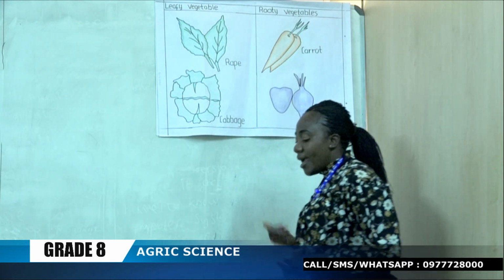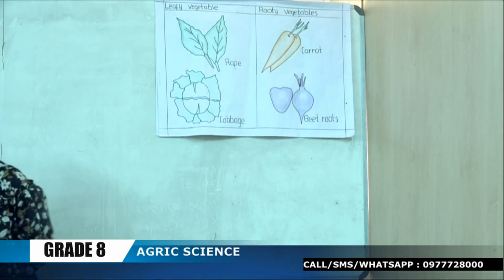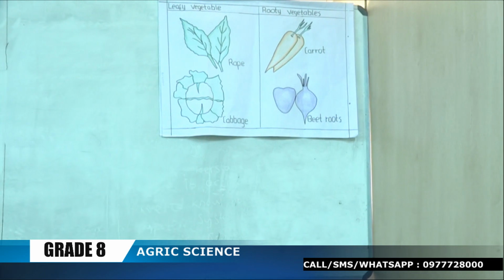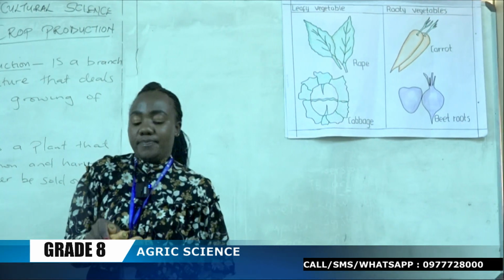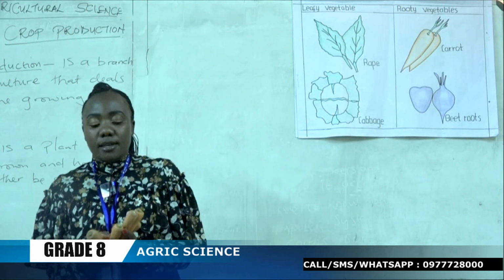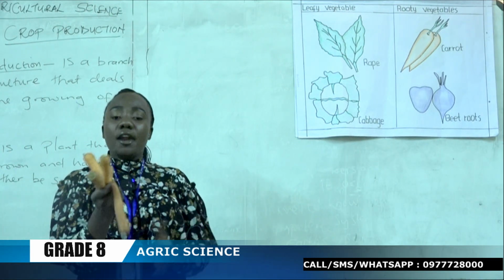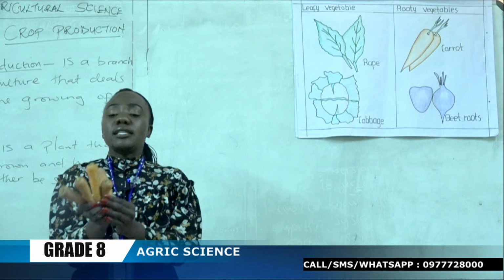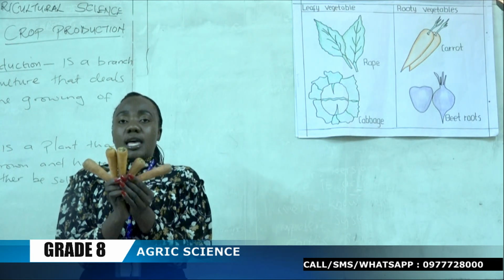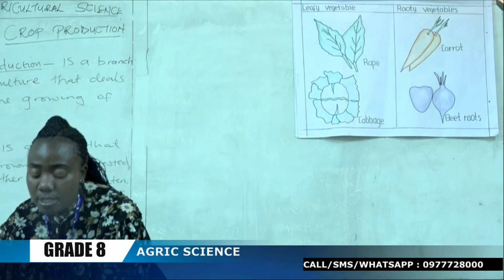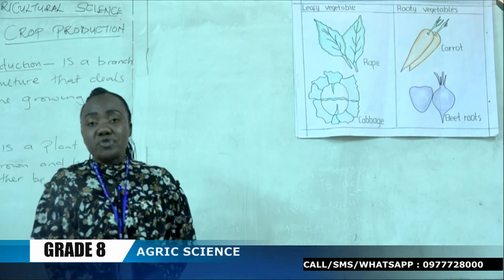So with me here, I have carrots. These are carrots. So these carrots are examples of rooty vegetables. Apart from carrots, we have radish and beetroots.